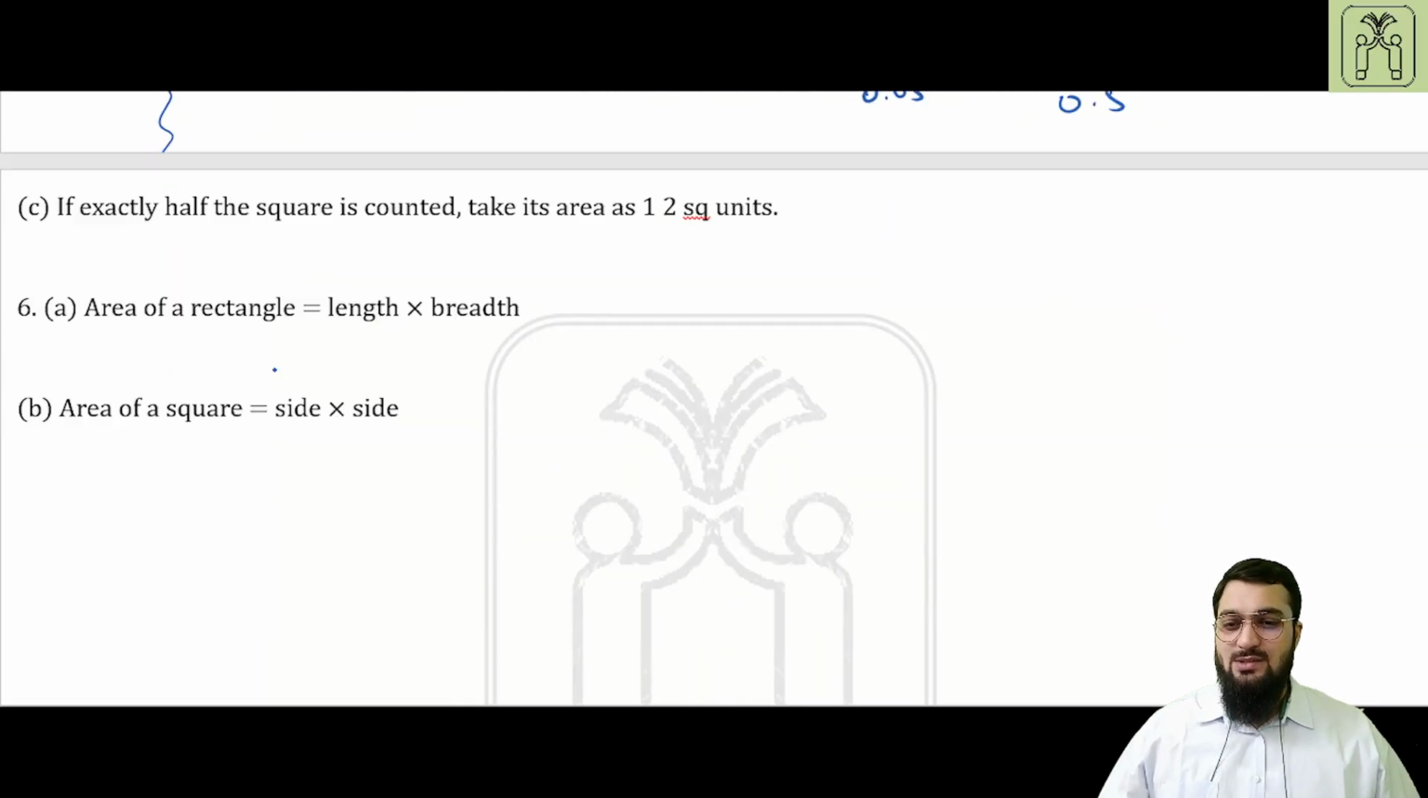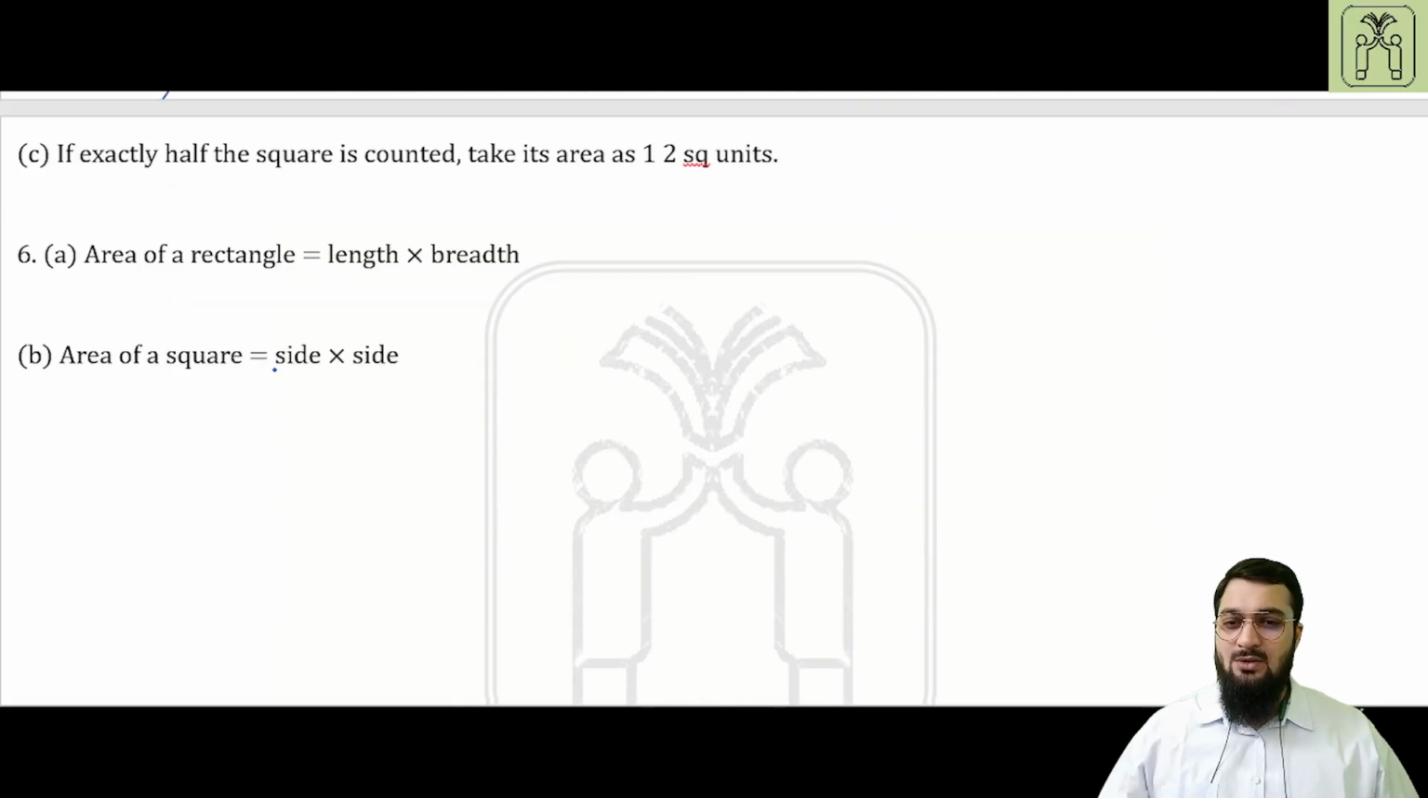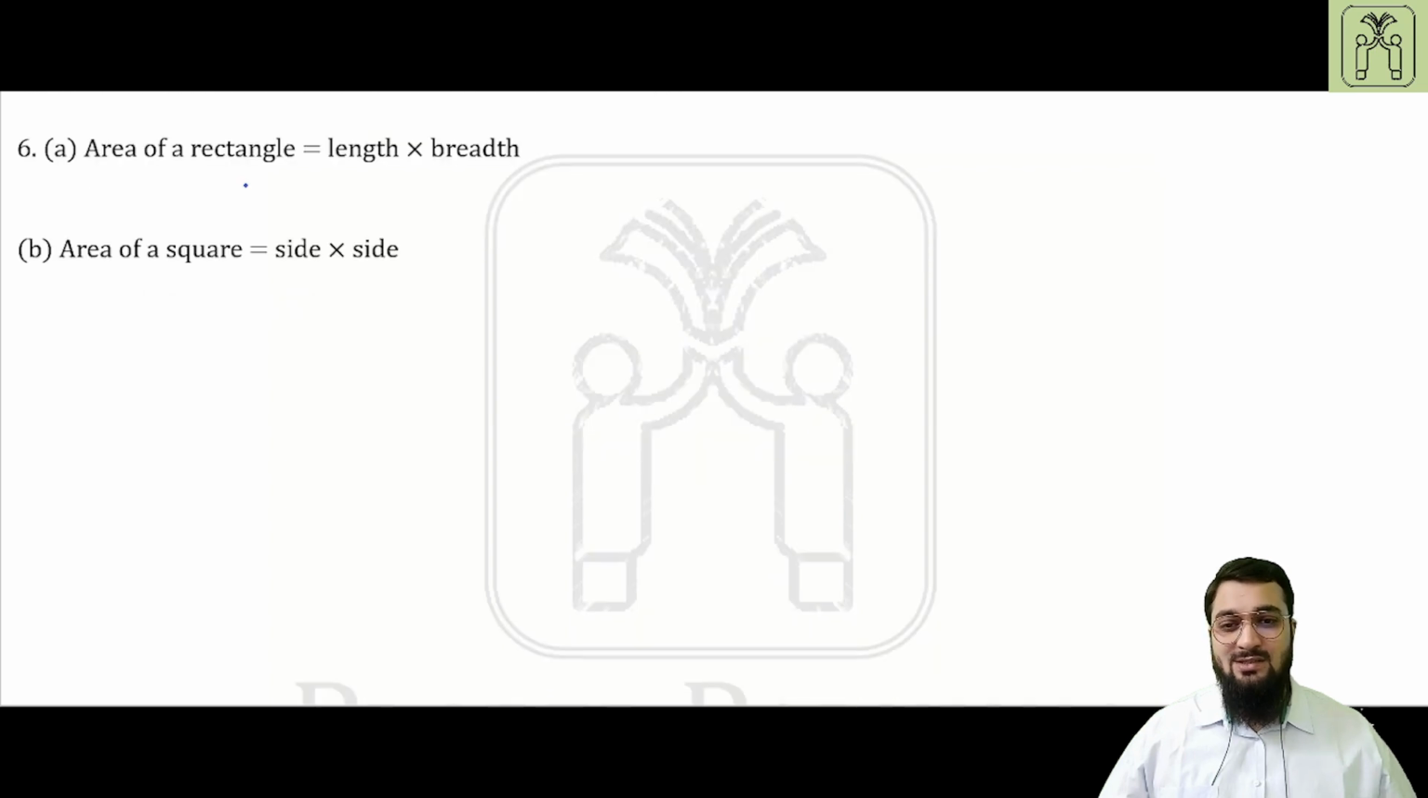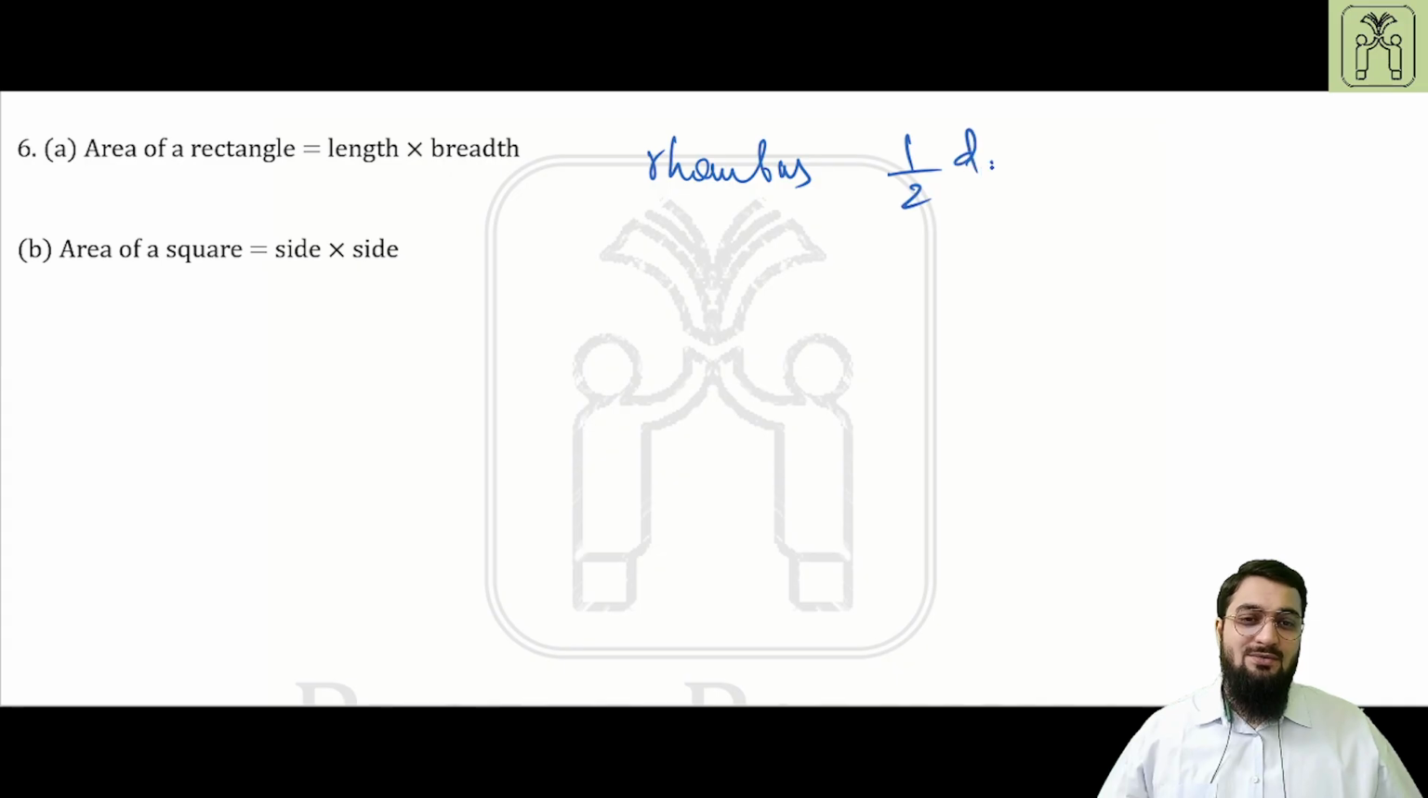Point number 6. Area of rectangle and area of a square is mentioned as per the NCERT, but we have also discussed about area of a rhombus. Area of a rhombus is half d1 into d2. We have also discussed about area of a triangle, that is half into base into height.